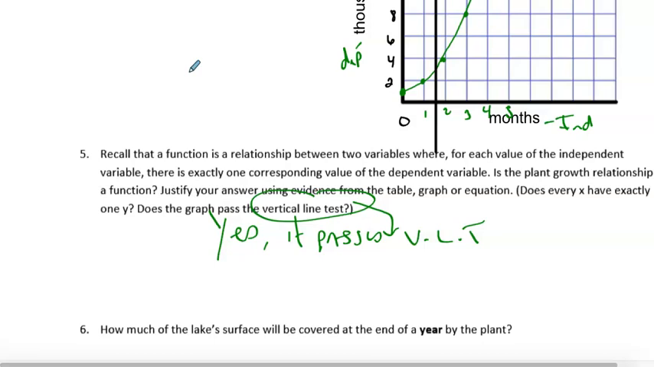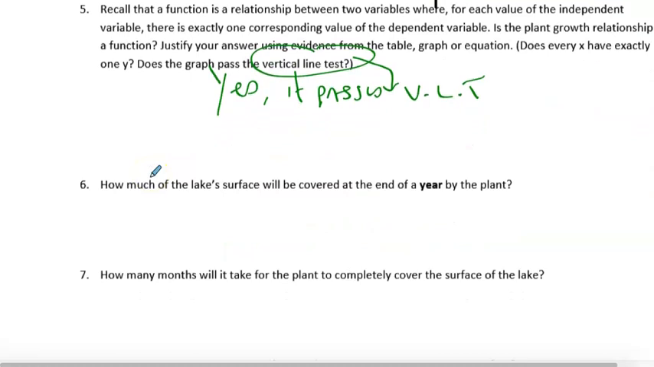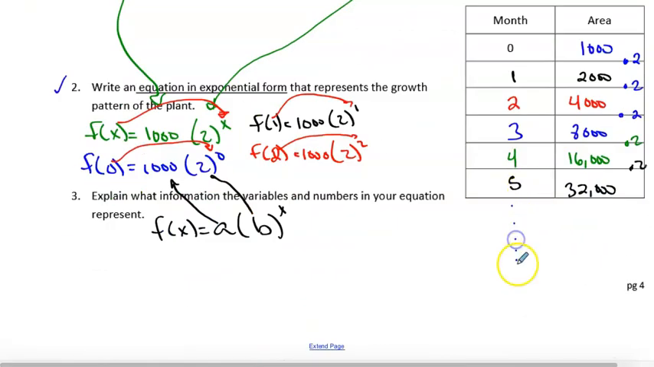All right, so recap of 1 and 5. Let's keep going here. How much of the lake's surface will be covered at the end of the year? Hopefully we can put that 1 year is equal to 12 months. So do you want to take this graph or table down to 12 and then give me the y value that goes there?